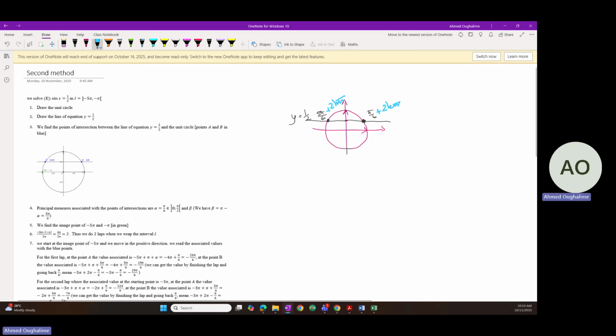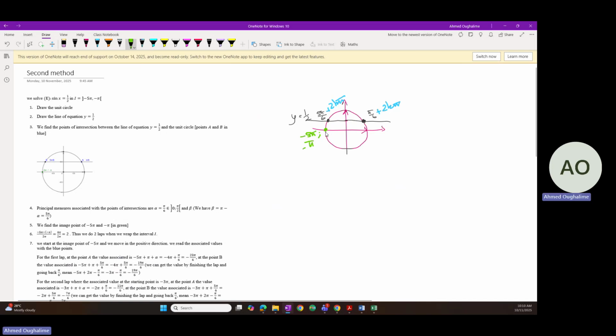After that, we are going to find the points corresponding to the edge points of my interval, negative 5 pi and 5 pi. We know that to this point here we associate the value negative 5 pi. To the same point, we associate the value negative pi.